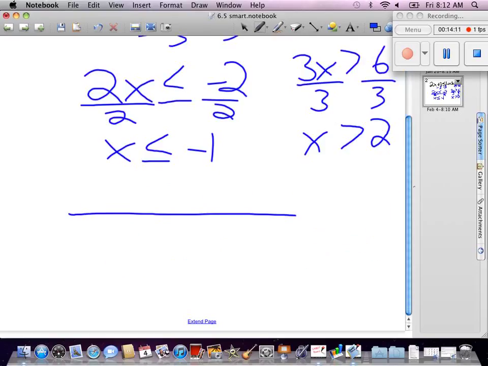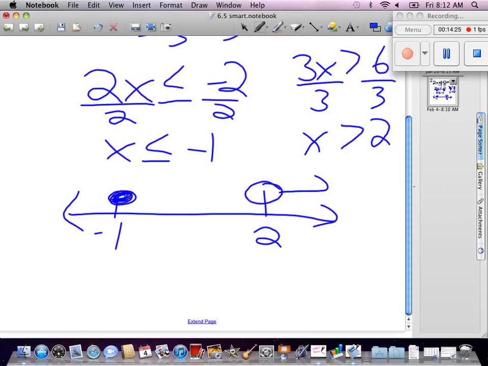So I draw my number line. I've got negative 1 and 2. Open or closed? Closed over negative 1. Good, Tyler. Open over 2. And they point away from each other. They always have to point away. If we're talking about or, they point away from each other. If the word in between them says and, they would point towards each other. So it doesn't matter which way they go. It does. In this case, it shows us perfectly.